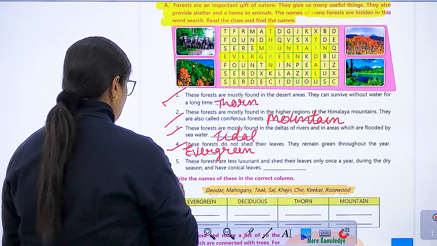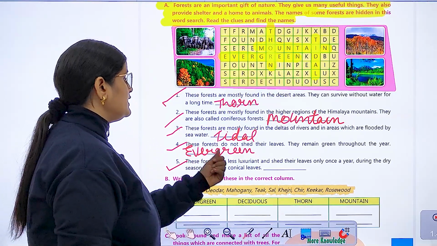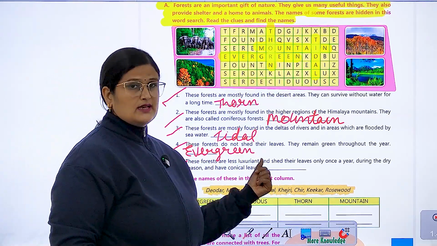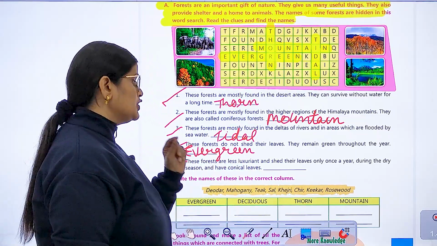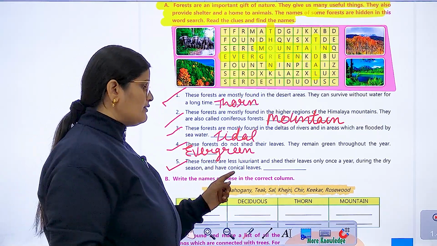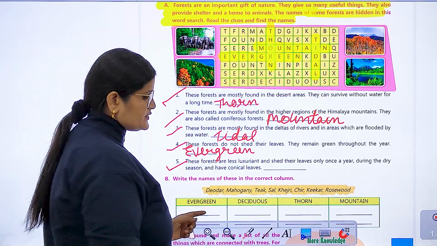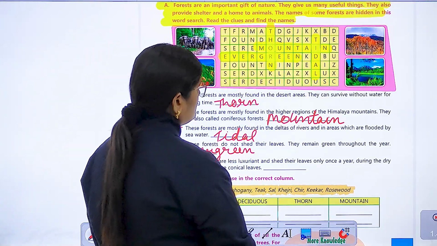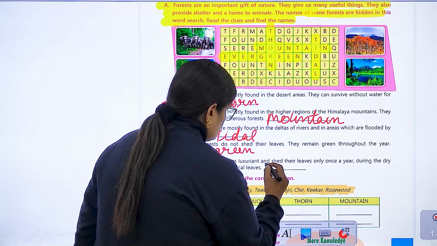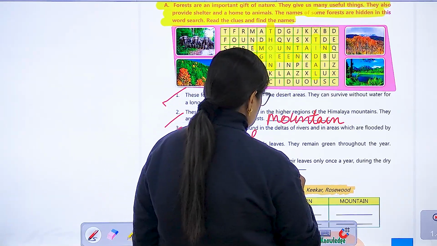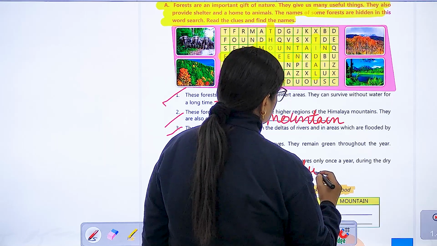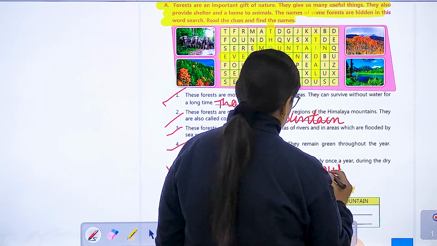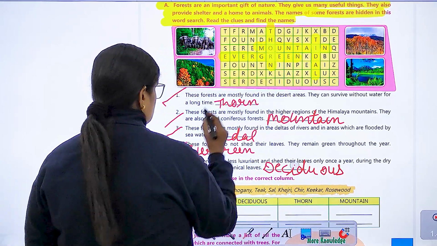Okay. Next one, number 5. These forests are less luxuriant and shed their leaves only once a year during the dry season and have conical leaves. These are the deciduous. Deciduous. This one.